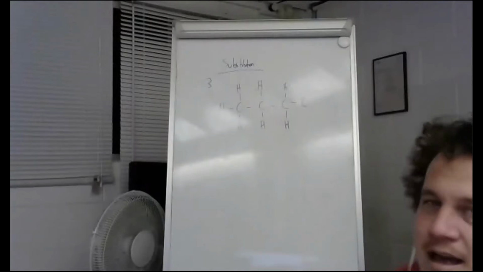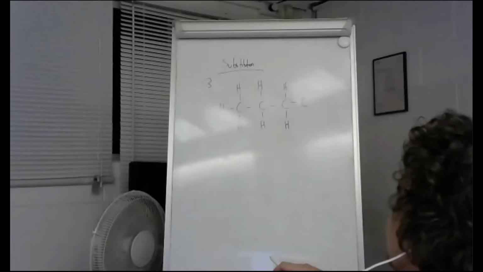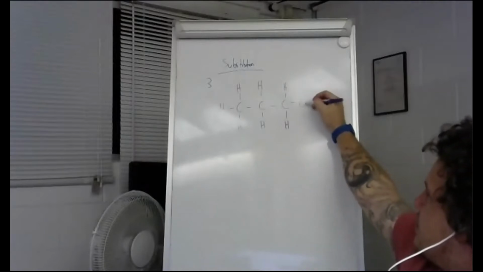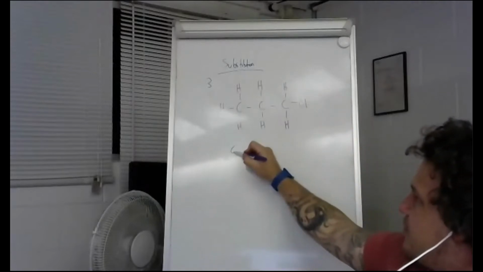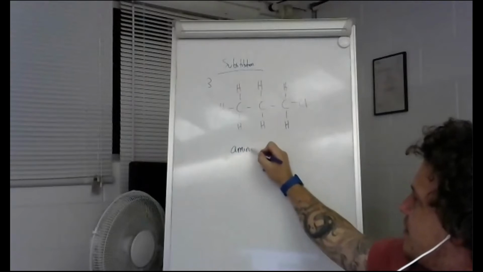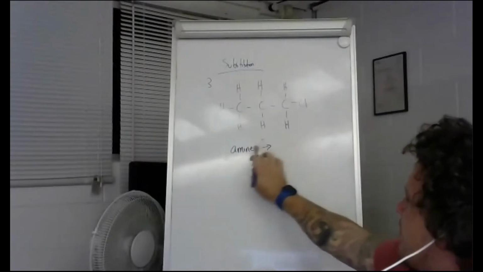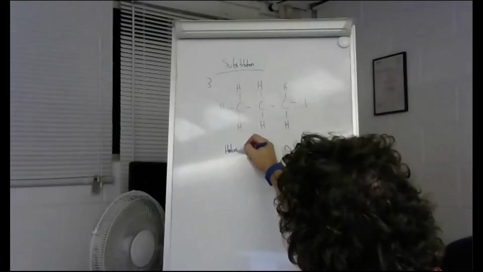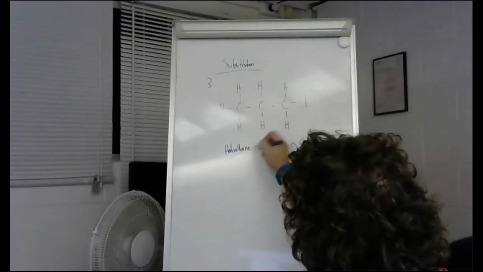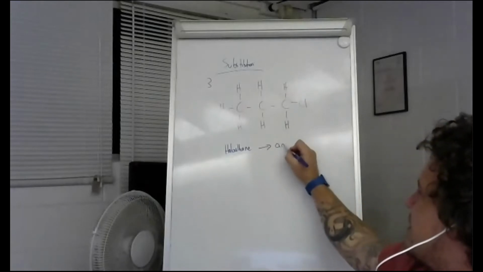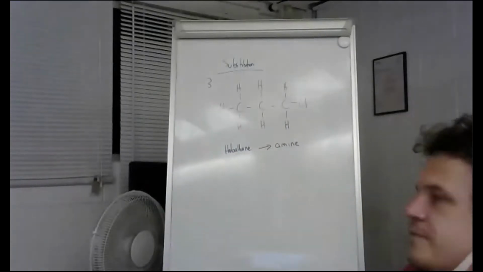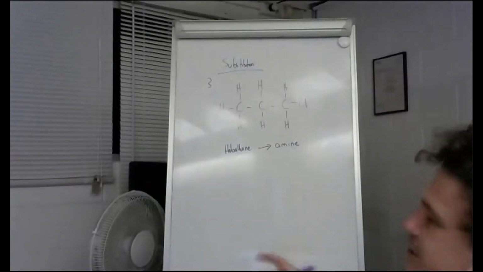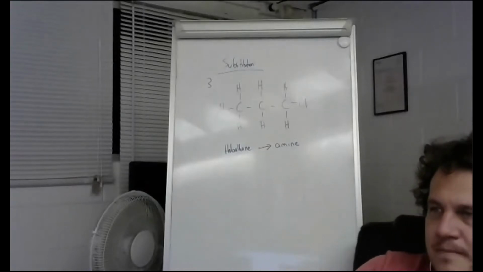So we can make an amine. Now we have a slightly different start. So now we go from a haloalkane to an amine. Now I want you to tattoo this onto your forehead backwards, because you need to know this molecule and you need to know it well.